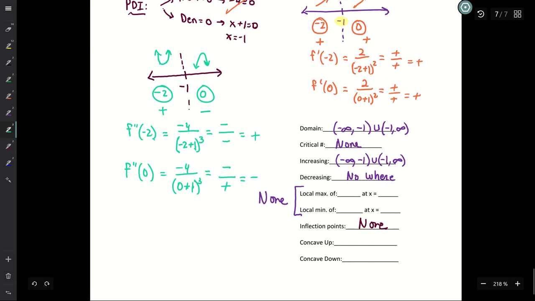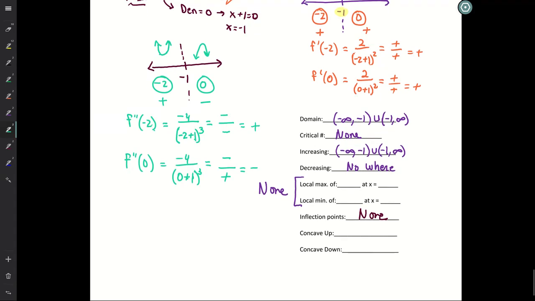So we can answer now the question about concavity. Concaved up, and we've got to make sure to go back and look at that number when we're talking about the concavity. So from -infinity to that -1 would be concaved up, and then concave down from -1 to infinity.